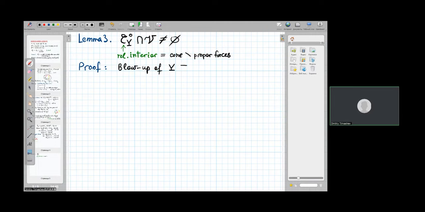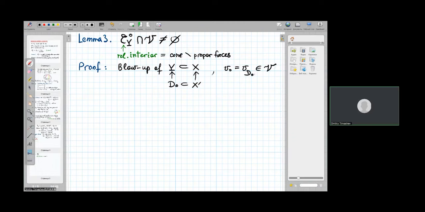So I use the blow up of the closed orbit in my simple spherical variety X. Let me remind you that this blow up construction gives you another spherical variety, X prime, together with a birational map from X prime onto X, such that the inverse image of Y under this birational map is a G-stable prime divisor D naught. In the complement of this divisor, this map is an isomorphism. And we have the valuation V naught corresponding to this exceptional divisor. This valuation corresponds to a vector in the valuation cone.